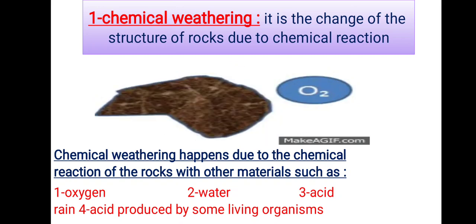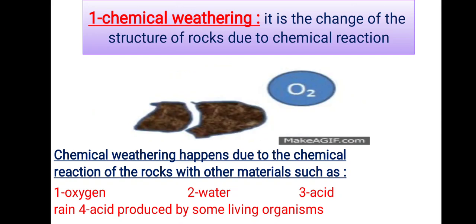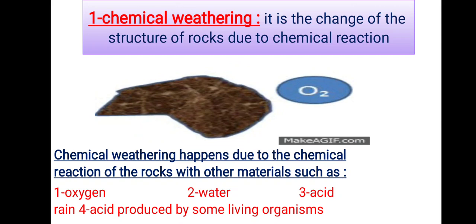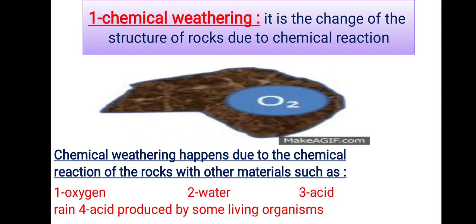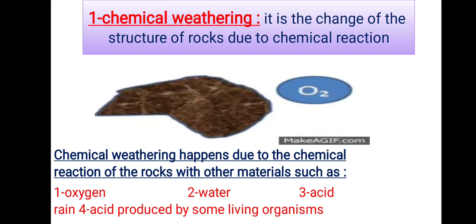Okay? So the chemical weathering is a type of weathering. It is a breaking down of the rock with a change of the structure of the rock. Because of the chemical reaction between the rock and another material, there is a change of the rock structure, and a new product will be formed.